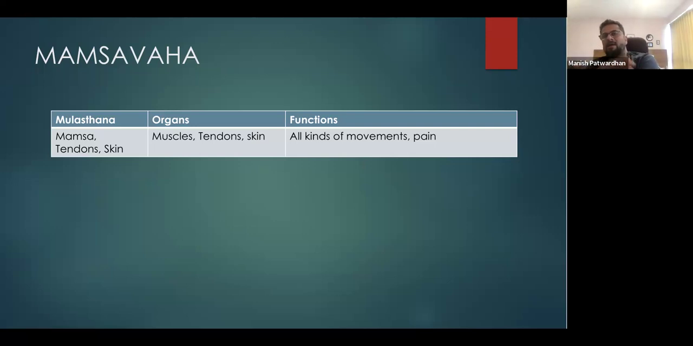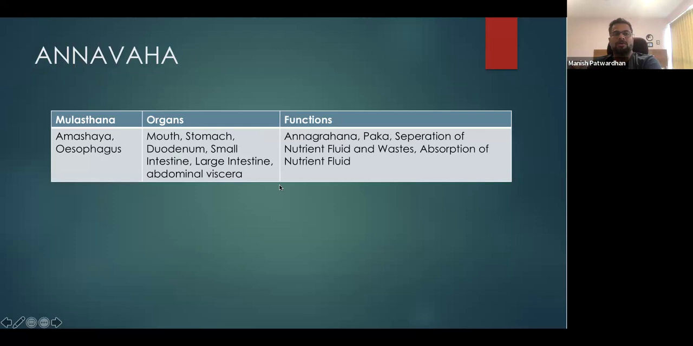That's the idea behind the srotasas, that the digestive processes happen in these dhatus, for the dhatus, whereas the other srotasas, which are annavaha, udakavaha, mutravaha, svedavaha, purishavaha, are mainly responsible for formation and also transport in the same way. The Annavaha Srotas, if you look at it, is Amashaya and esophagus. Amashaya is stomach. So these are the main organs. Its function is to digest and convert food into ahara rasa and nutrient fluid.